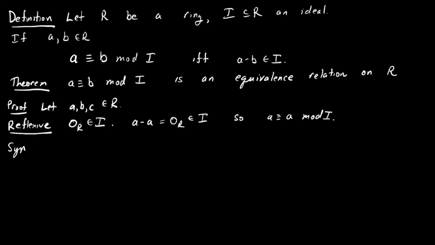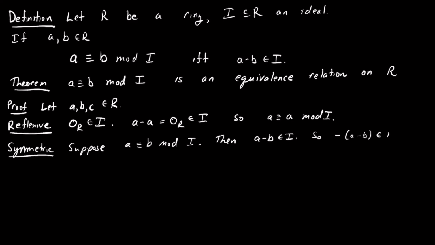Next property we need to check is the symmetric property. So suppose that a is congruent to b mod I. Well, then I know that a minus b is an element of I. And I know that I is a subring. So since I is a subring, I know that the additive inverse of a minus b is an element of I. But what is that element? Well, the additive inverse of a minus b is b minus a. So hence, b is congruent to a mod I. Right? b minus a is an element of I, so b is congruent to a mod I. Great, so this is symmetric.